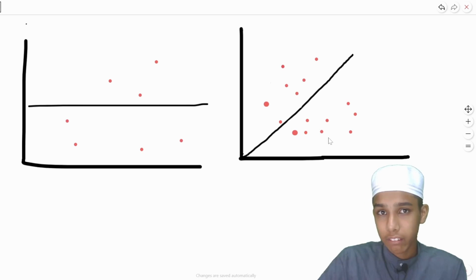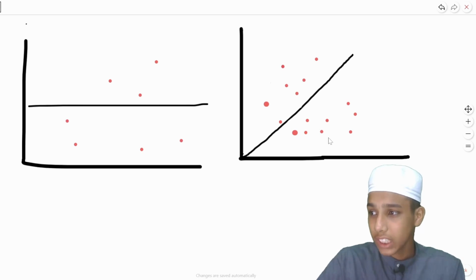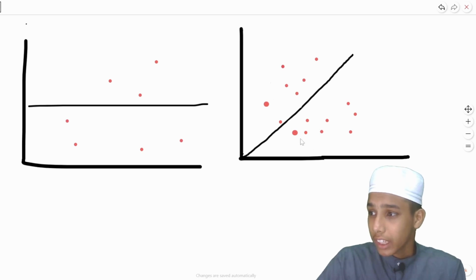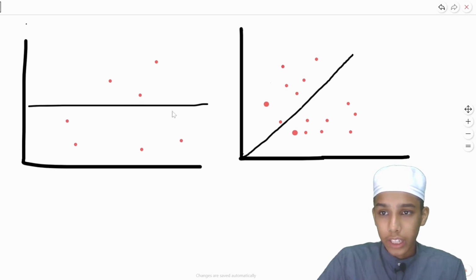If I ask you which is a good fit line, you will answer the graph on the right, because in this graph we have some dots near the line. The dots are closer than in the other one. But this is wrong, and we can't say which graph has the best fit line this way. For that, we need the R squared. That's why I have created this video on R squared.